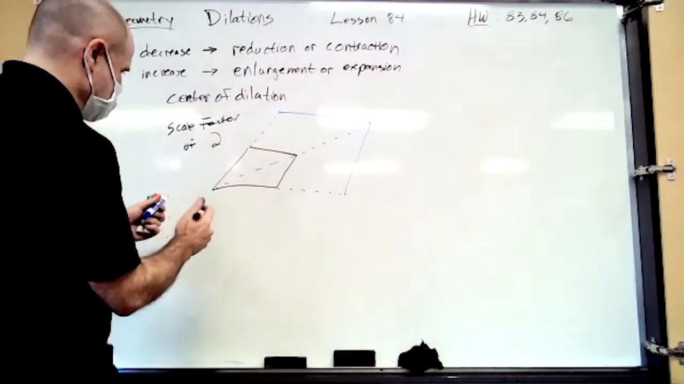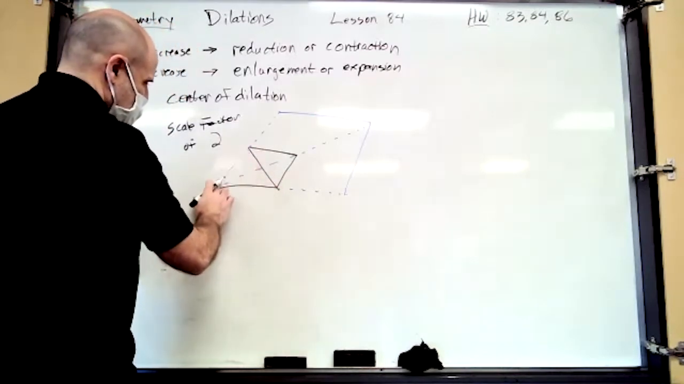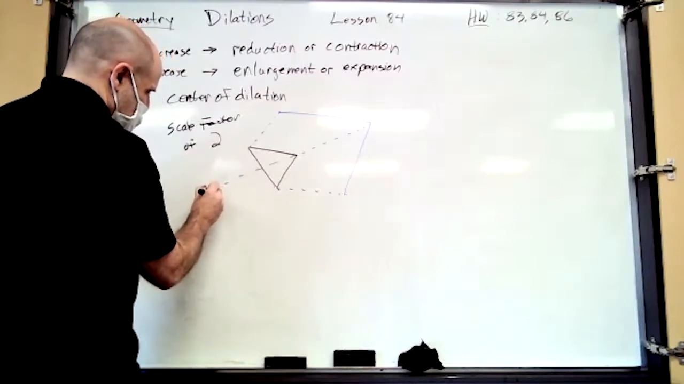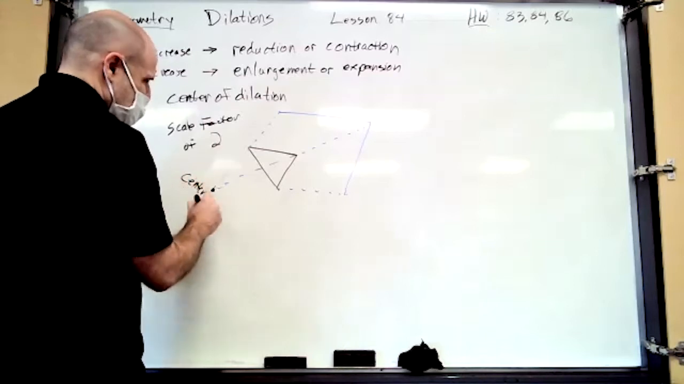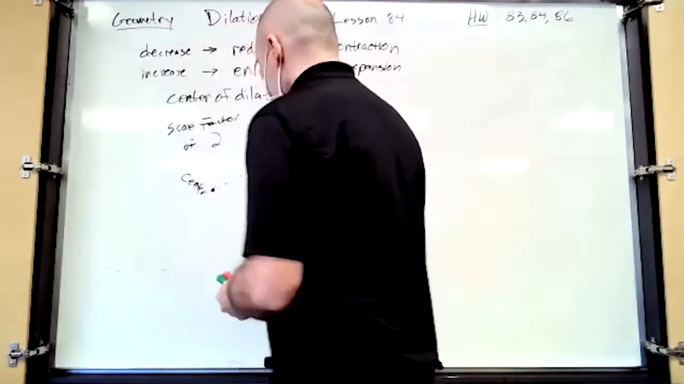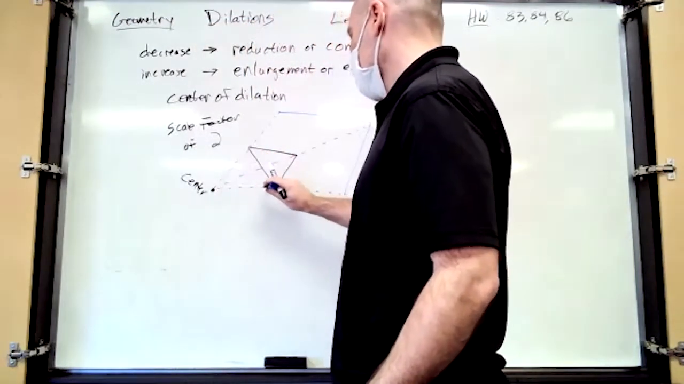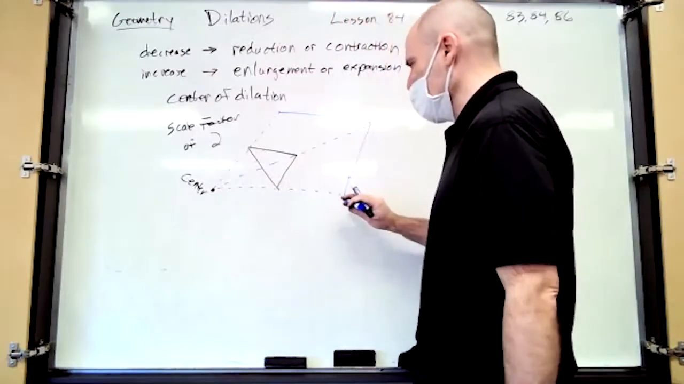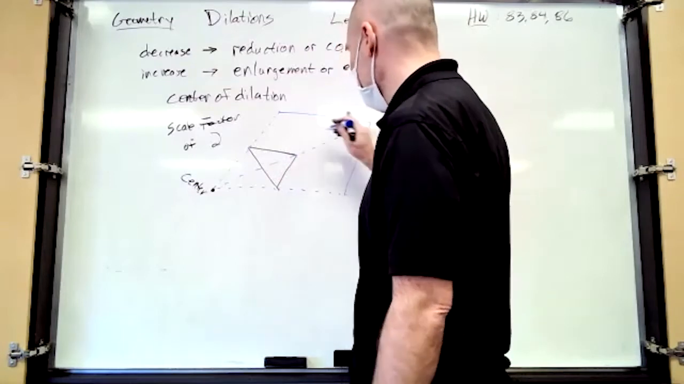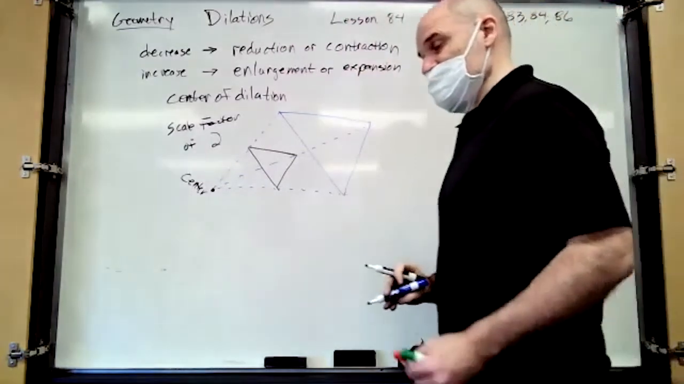Actually, the example uses this triangle here. So if this is the center of dilation, it's not even a part of that triangle, okay? So what you're doing is you're drawing from the center that length and then twice the length. And from this vertex, you're going twice the length of there. So here would be your new dilated shape.